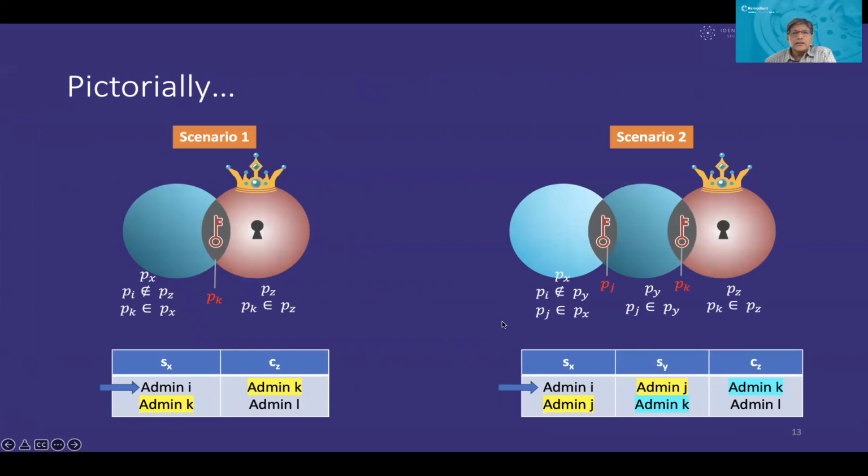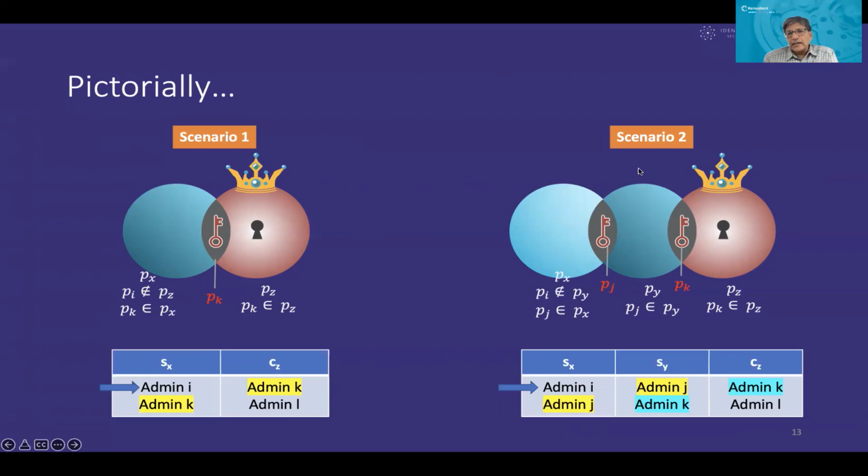So let's look at this pictorially, right? So scenario 1 and 2 are shown here. In scenario 1, we're showing that PI that is compromised is not in the intersecting set. It's that key in the middle, but PK is, and PI needs to discover PK in order to move on the right-hand side. And the table below shows that, right? I got compromised. There is an account K that is common to CZ, and K needs to get compromised for me to move to CZ and so on.